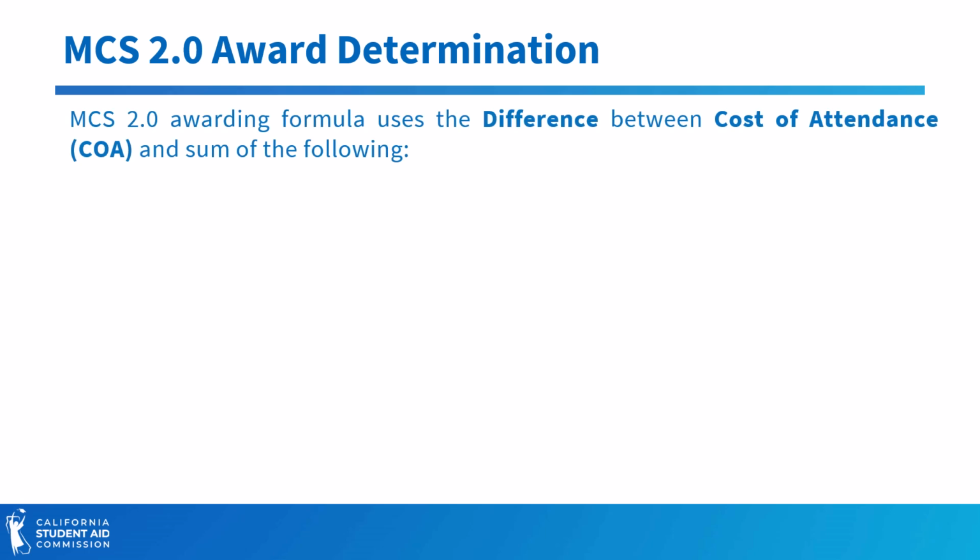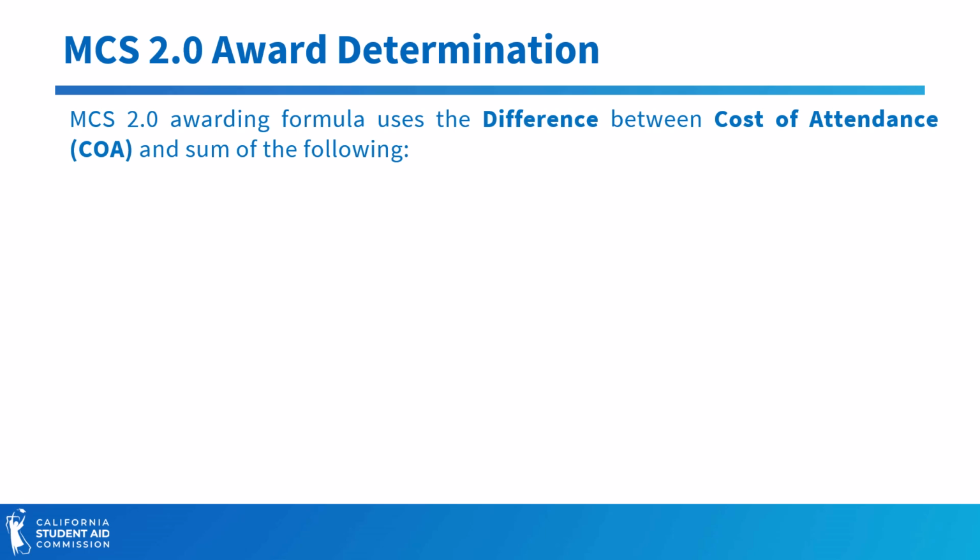MCS is a complex program, and one of the challenges for financial aid administrators is understanding the awarding formula and how award amounts go up or down as changes are reported. So you may want to take notes here, but this information is also readily available in the MCS handbook.